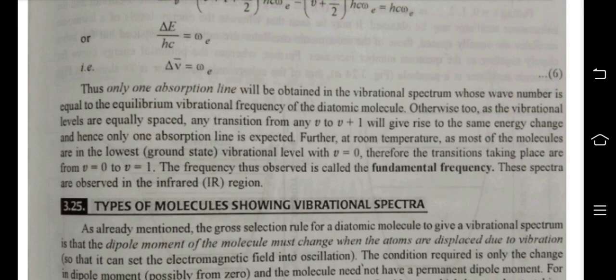As the vibrational levels are equally spaced, any transition from any v to v plus 1 will give rise to the same energy change, and hence only one absorption line is expected. Further, at room temperature, most of the molecules are in the lowest vibrational level with v is equal to 0, therefore the transitions taking place are from v is equal to 0 to v is equal to 1. The frequency thus observed is called the fundamental frequency. These spectra are observed in the IR region.